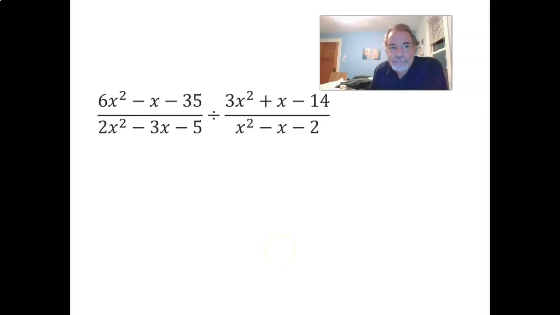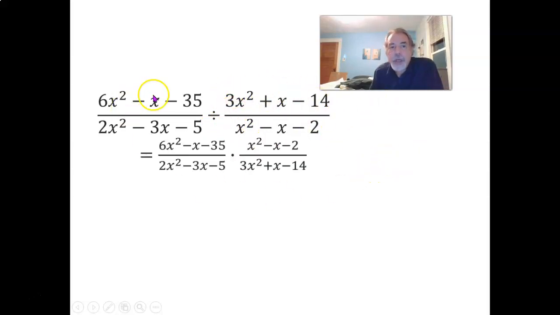Okay, how about this one? 6x squared minus x minus 35 over 2x squared minus 3x minus 5 divided by 3x squared plus x minus 14 over x squared minus x minus 2. What do we do first? This is division. We start by changing division into multiplication of the reciprocal of the second fraction. So first fraction stays the same, and then it's times x squared minus x minus 2 over 3x squared plus x minus 14.